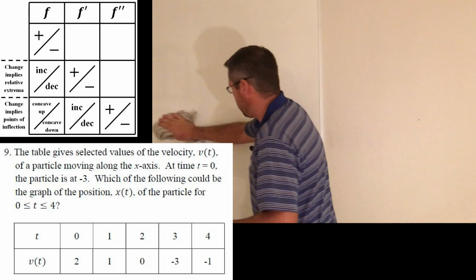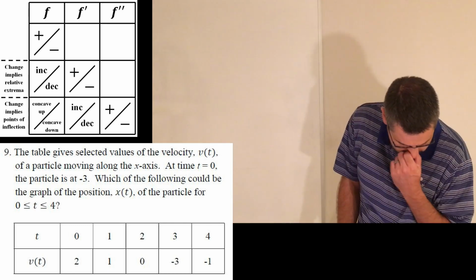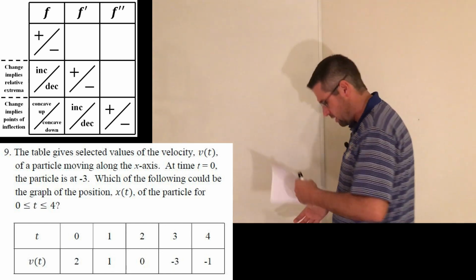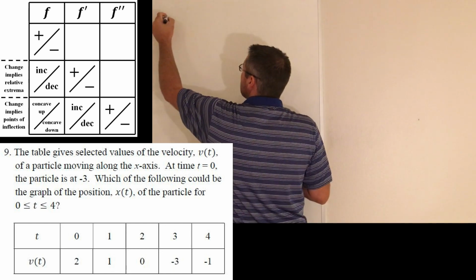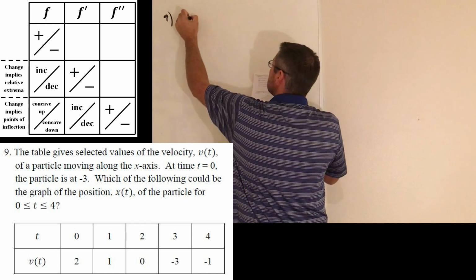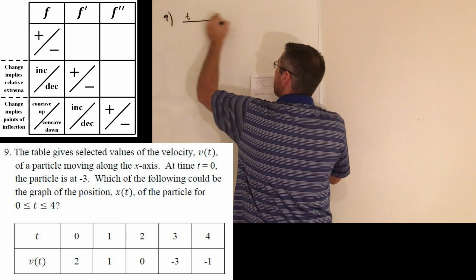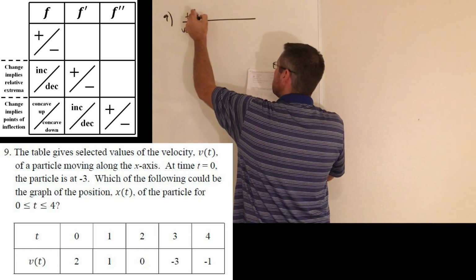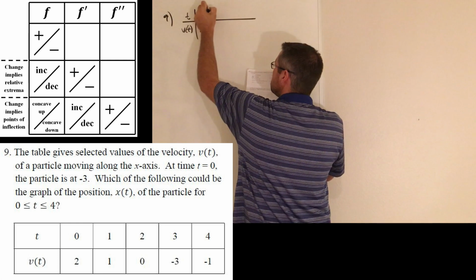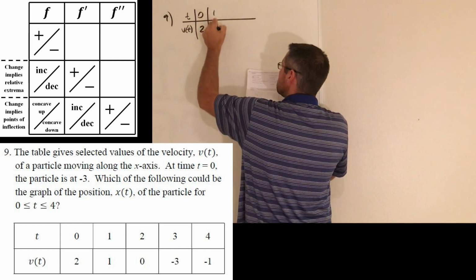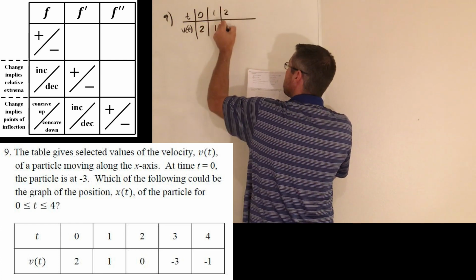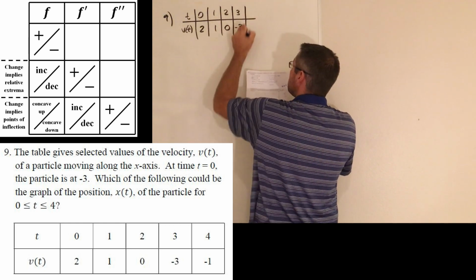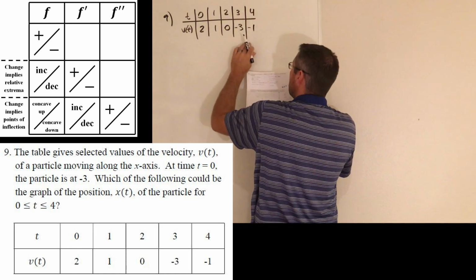All right, number 9 gives us a table. So we're going to go ahead and write down this table so we can get an idea of what we're looking at here. Number 9 gives us different velocities for certain times. So when time is 0, we have a velocity of 2. When time is 1, we have a velocity of 1. When time is 2, we have a velocity of 0. When time is 3, we have a velocity of negative 3. And when time is 4, we have a velocity of negative 1.